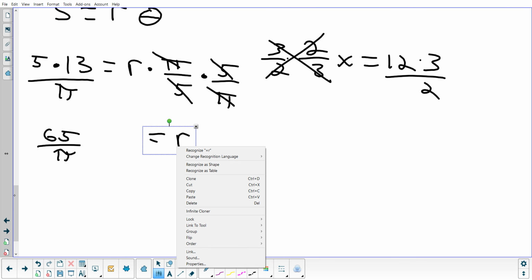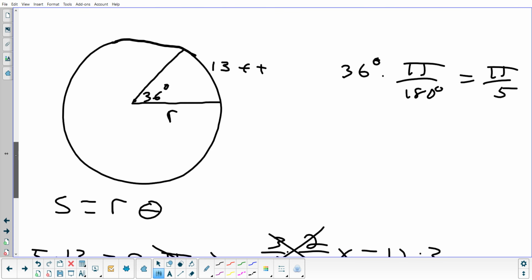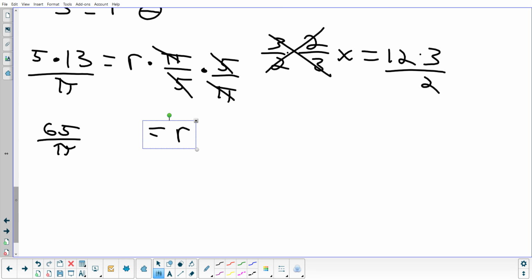The radius is a measure of how long something is. So what should be my label on this one? Yep. Feet.